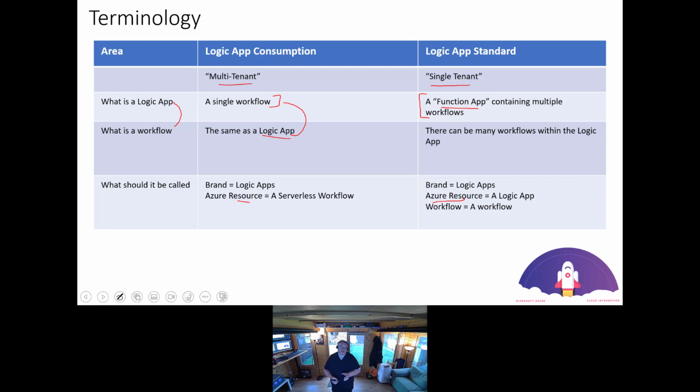The resource you would create in Azure is really a serverless workflow, whereas in Standard, the resource you create in Azure is a Logic App. And then I think that in Logic App Standard, the workflow is the thing inside of the Logic App itself. So I would like to have the terms really meaning Logic Apps as the brand. A Logic App is the actual Azure resource if you're creating your own app, and then the workflows are really the key bit. So you either have a serverless workflow, which is really on its own, or you have a workflow which is part of an app. And I think that's a little bit less confusing, hopefully.